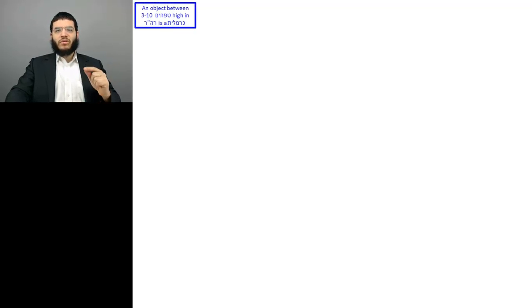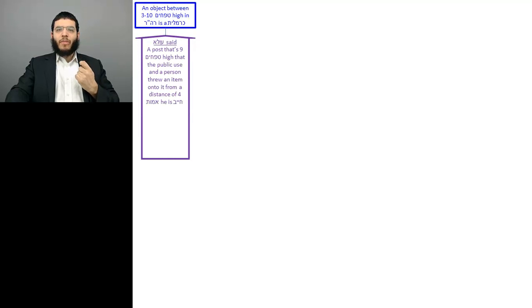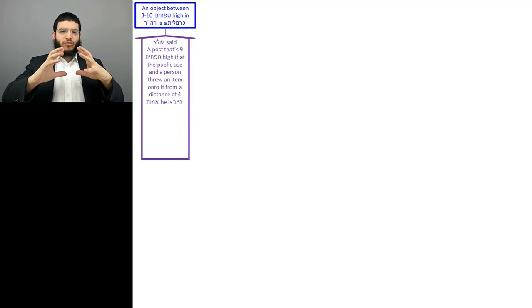So our Gemara is based on what we learned earlier, that an object between 3 and 10 tefachim high, and we're talking about an object that's 4 tefachim by 4 tefachim wide, in Rishus HaRabim is a Carmelis. So the Gemara begins by presenting a teaching from Ula on this, Amar Ula, and it's an arrow pointing upwards because it's related to what we learned.